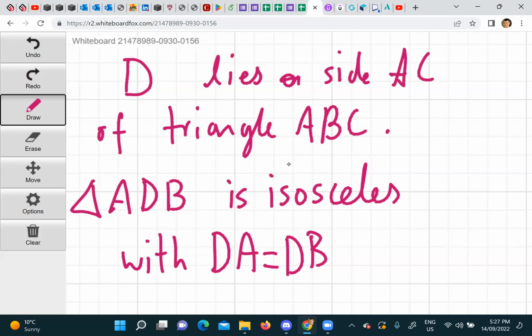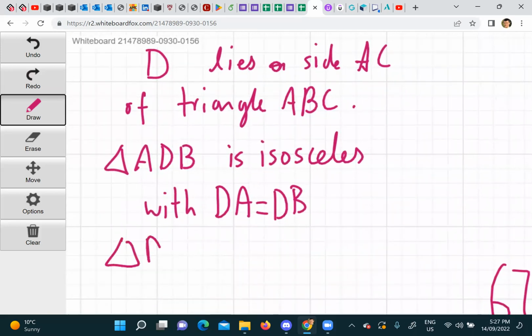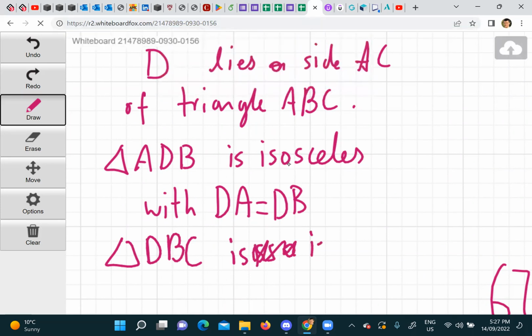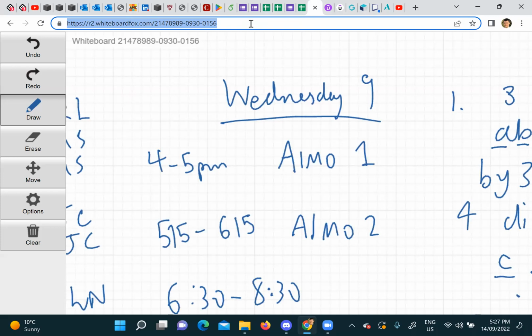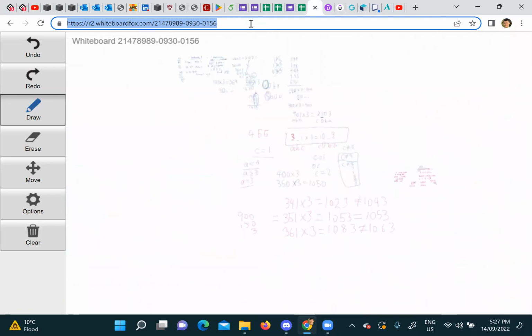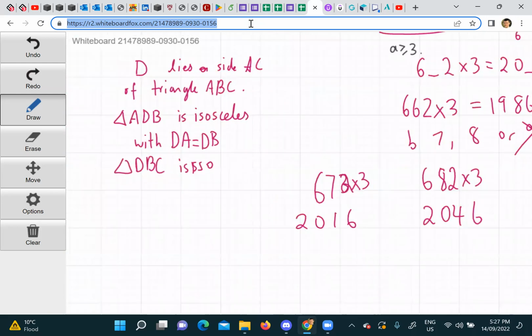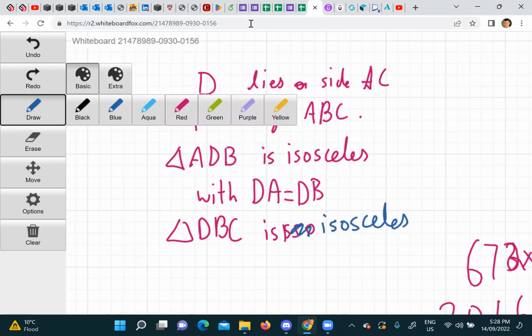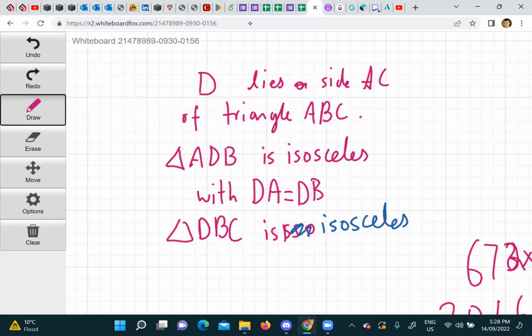Triangle DBC is also isosceles, with BC equals BD. So it's telling you which sides are equal as well.